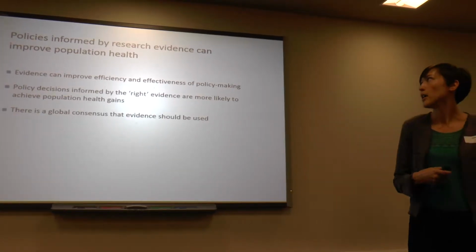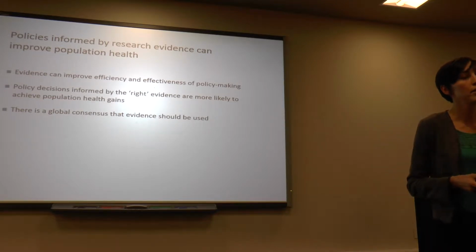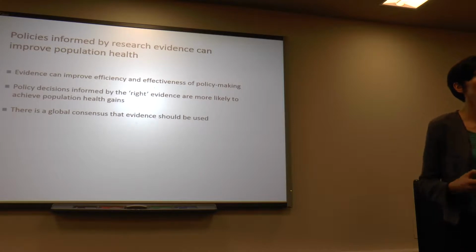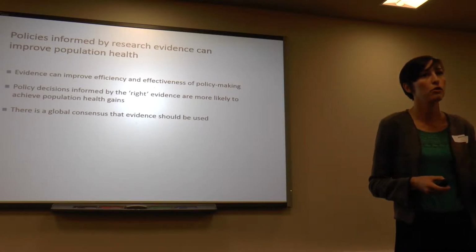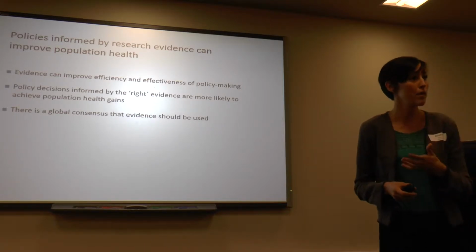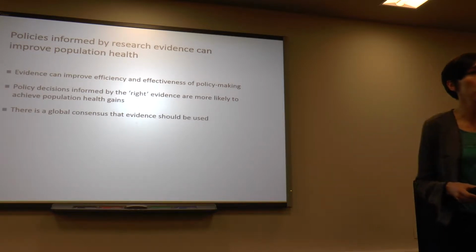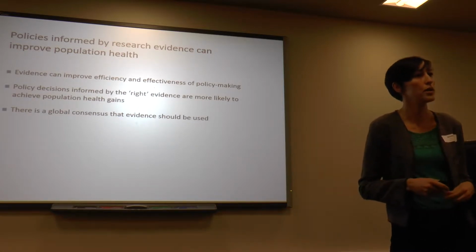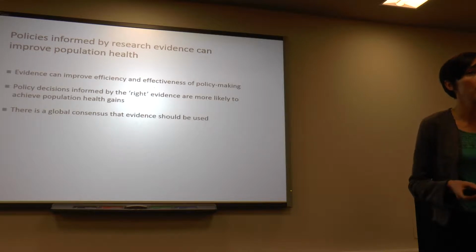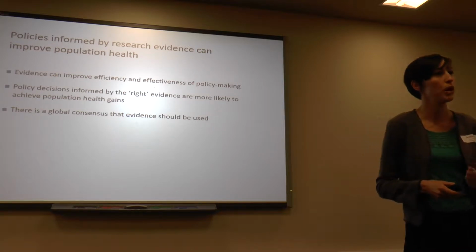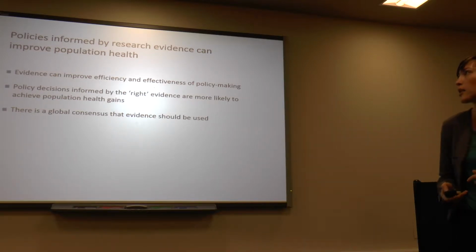So we know that policies informed by research evidence can improve population health. Using evidence throughout the policy process can help us improve the efficiency and effectiveness of policy making, and also the output, so the policy decision or policy choice that's made will hopefully be more effective if we're using evidence to inform what the real problem is in our population, what are the most effective interventions to address it, how to best implement those interventions, and then monitoring the results of those policies. And there's also a global consensus that evidence should be used in policymaking. So the World Health Organization, a number of international funders and donors and national governments have said, yes, this is a valiant effort, a valiant goal, and this would improve population health, particularly in low and middle income countries.